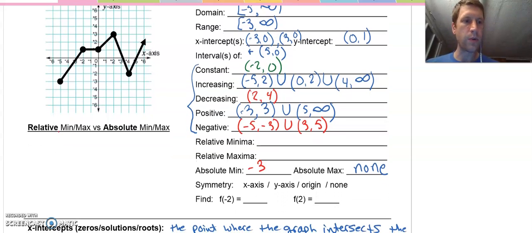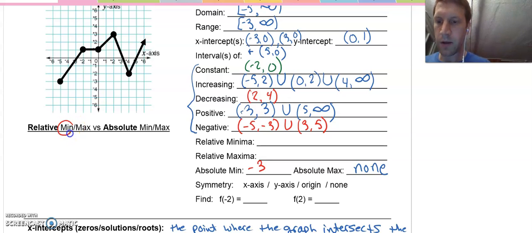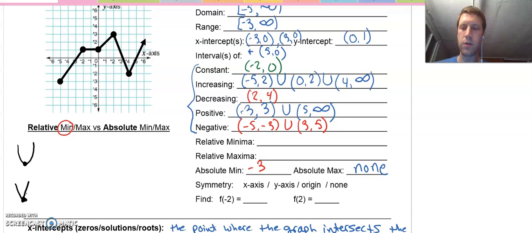Okay, so this is going to bring us to a new topic called relative minimum and maximum. First I'm going to talk about my relative minimum. Relative minimum visually is going to look like one of two things. It's going to look like a U or a V, okay? And this point at the bottom is going to represent your relative minimum.